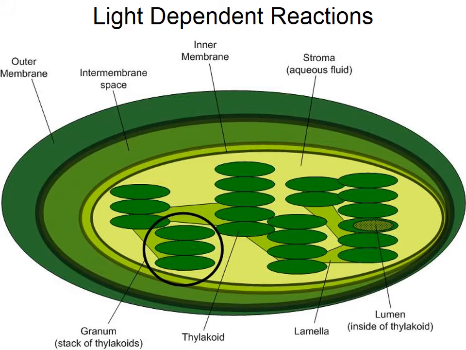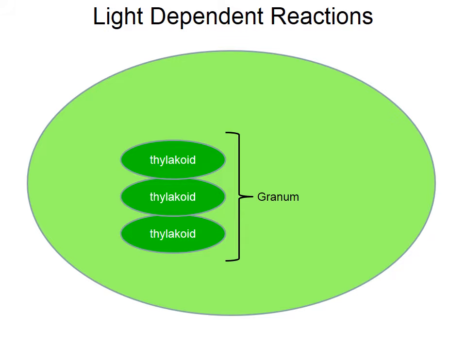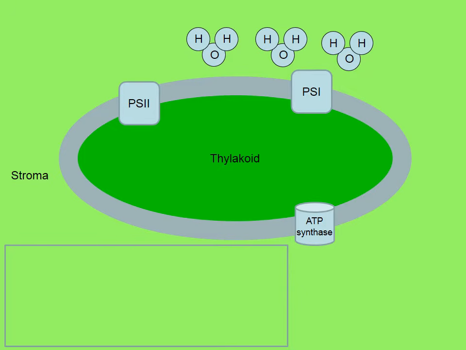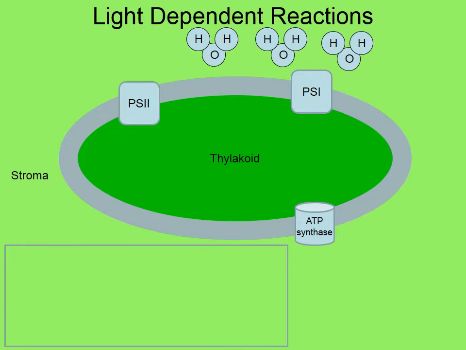So here's a picture of our chloroplast again. And if we look at a much simpler version of a chloroplast, here's a granum made up of three thylakoids. Let's zoom into one thylakoid. So now that we're inside looking at a thylakoid, we're ready to start the light-dependent reactions. If you're in my biology class, I've broken this animation down according to the diagram in our textbook. So follow along at step 1 in our textbook.